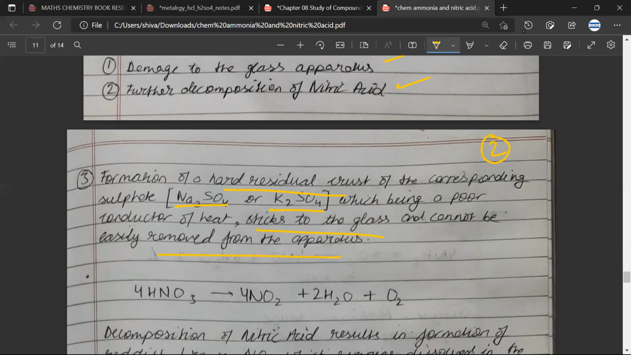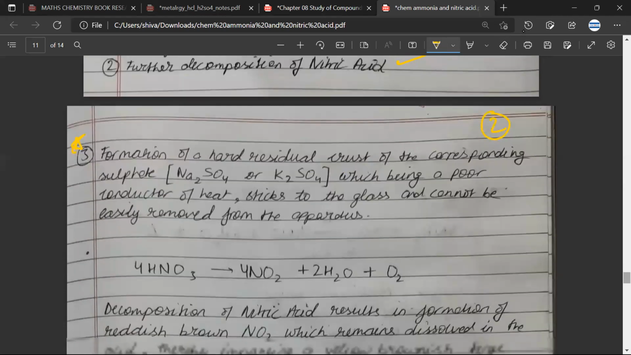So there are many points in this paragraph which you have to remember. They may ask what the disadvantages are of heating the reaction above 200 degrees Celsius. So this is one point that you have to remember. Okay, let's move on.